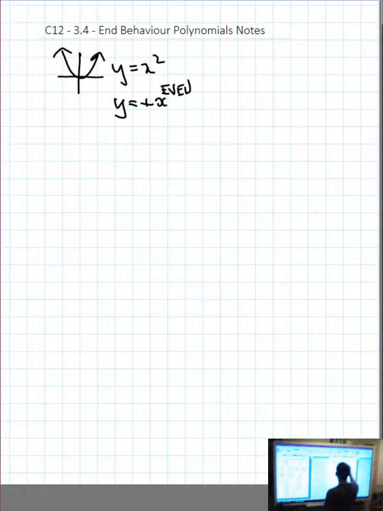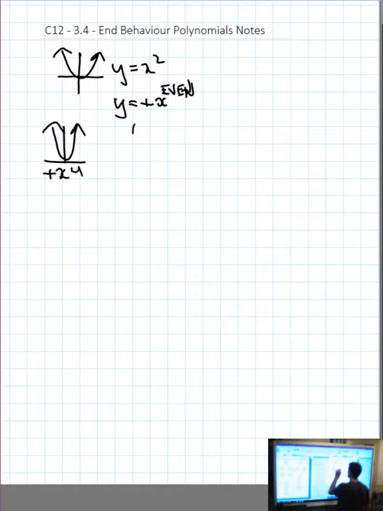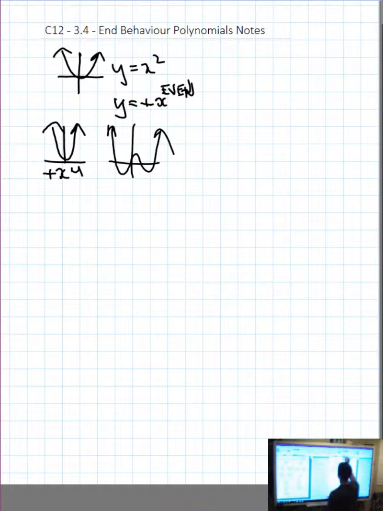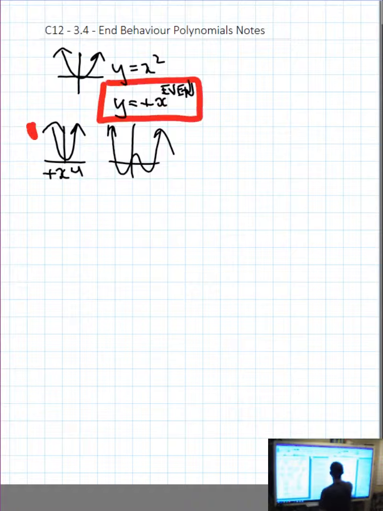And I know that a graph more steep, like positive x to the 4, or another version of x to the 4 with a couple of w's, as seen in the notes. All I know is that if I have a positive x to the even, I go from quadrant 2 to quadrant 1, again from quadrant 2 to quadrant 1, up and up.